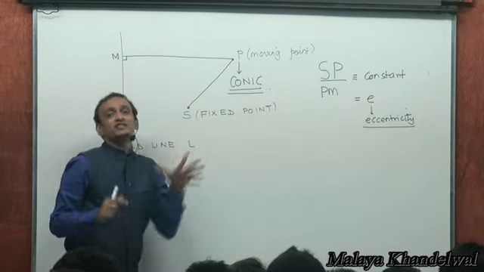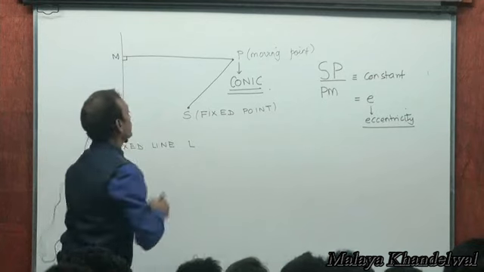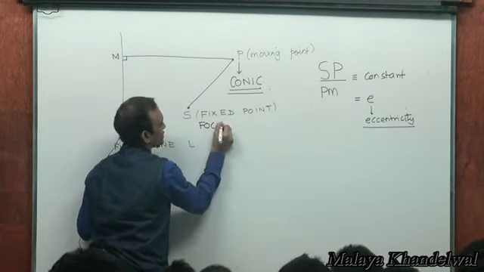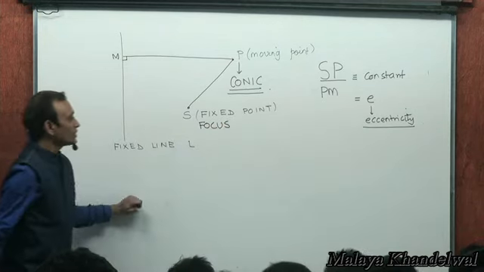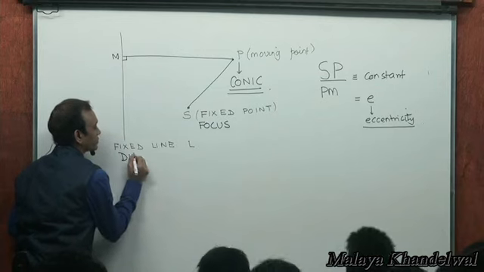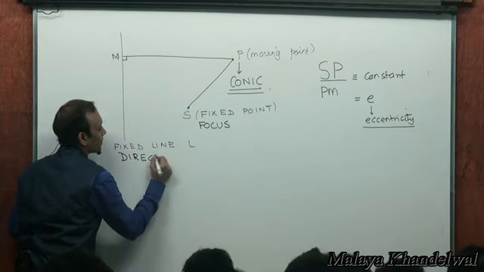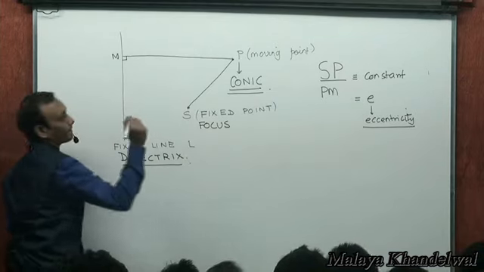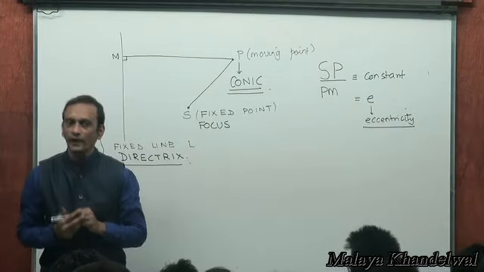This fixed point S, since it's stable, is given a name. It's called the focus of the conic section. This fixed line L is called the directrix of the conic section, right?